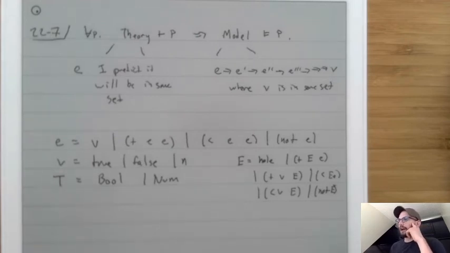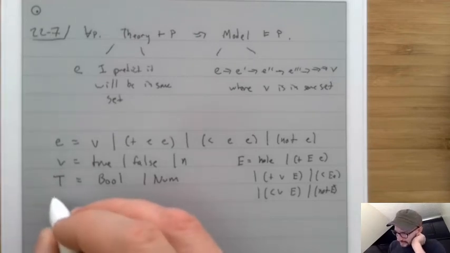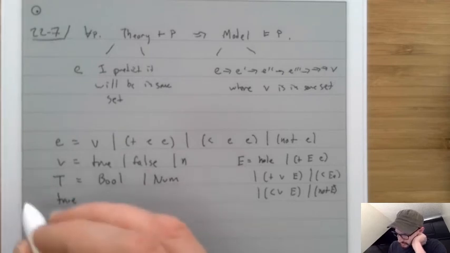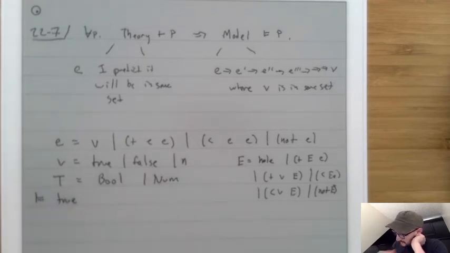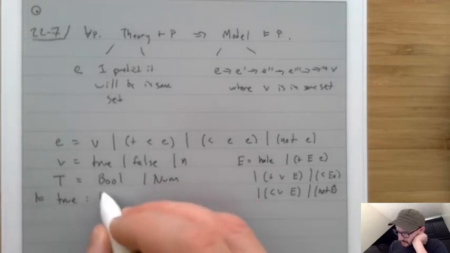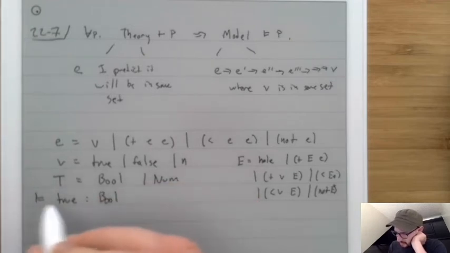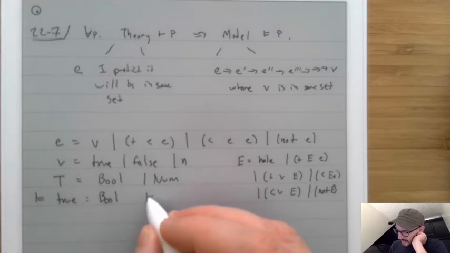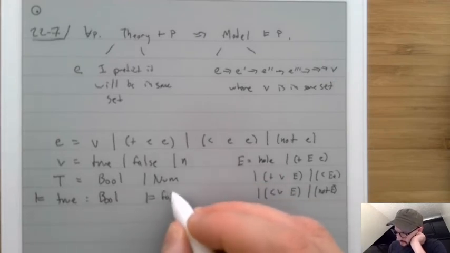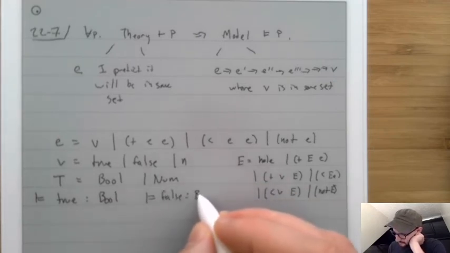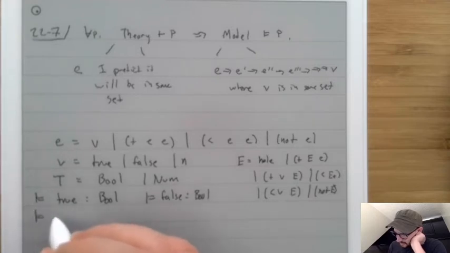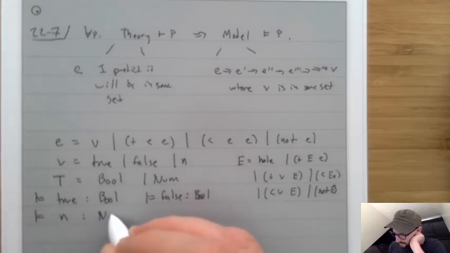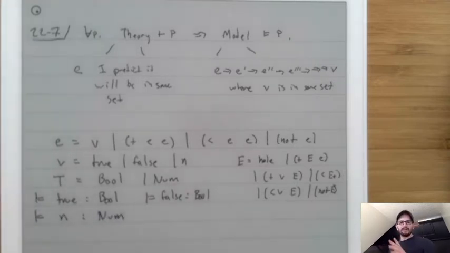But now, how do we say what these values are? So we're going to model true as being a bool. So the model says that true is a bool, and it also says that false is a bool, and it says that all numbers are num. So this right here is our model of what it means for V to be in some set.